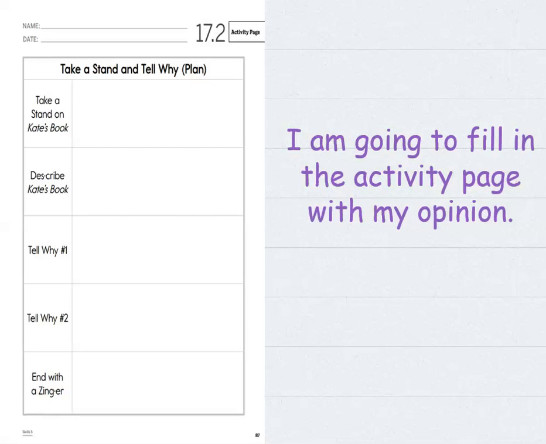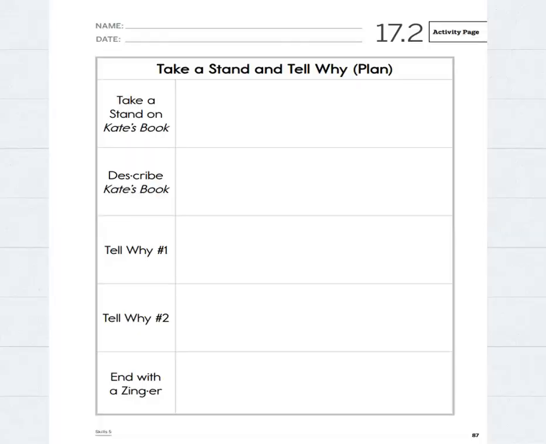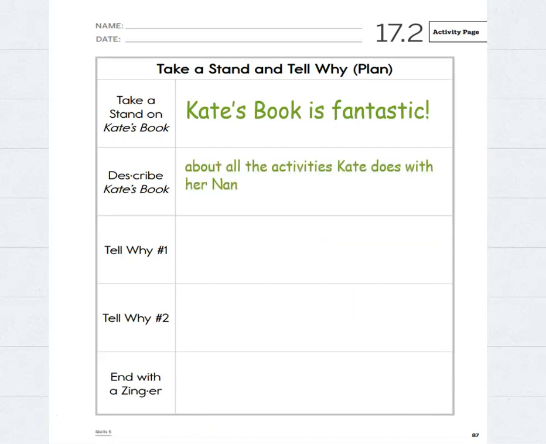I am going to fill in the activity page with my opinion on Kate's book. The first thing I need to do is take a stand on Kate's book. I think Kate's book is fantastic. Next, I'm going to describe Kate's book. Kate's book is all about the activities Kate does with her nan.